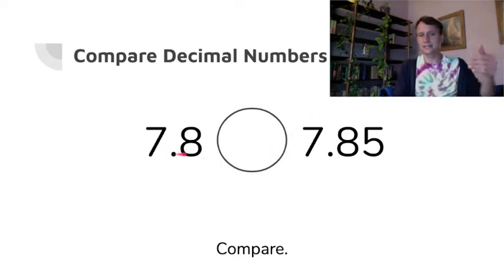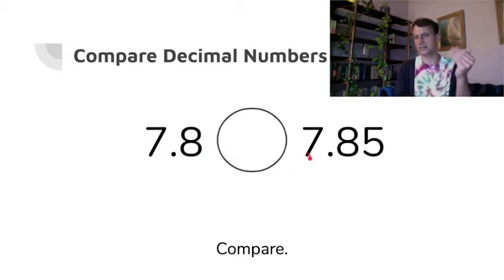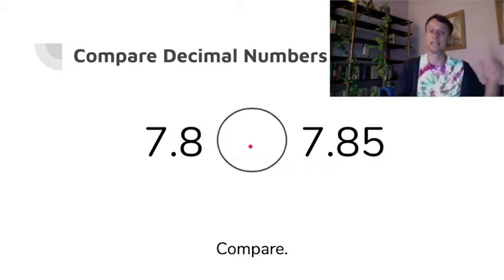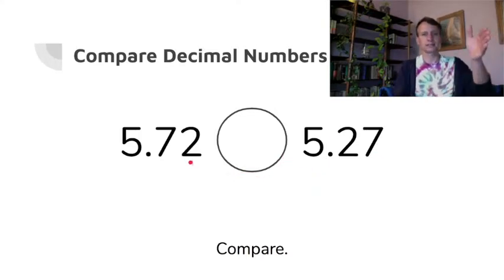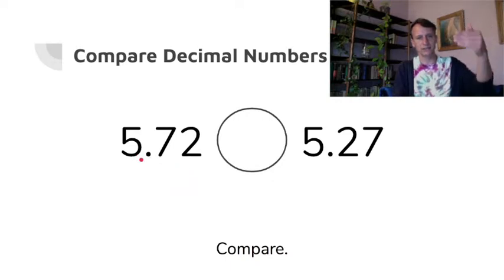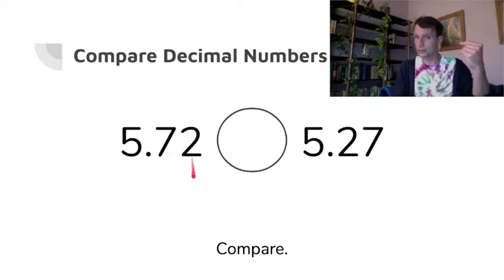7 and 8 tenths compared to 7 and 85 hundredths. All right, again, convert this to hundredths. So that would be 7 and 80 hundredths compared to 7 and 85 hundredths. 80 being, that's right, less than 85. Wonderful. How about this? 5 and 72 hundredths compared to 5 and 27 hundredths. Very good. These ones are pretty straightforward.